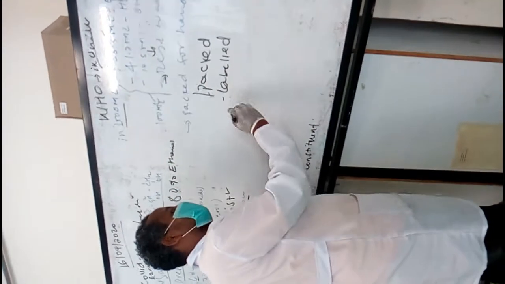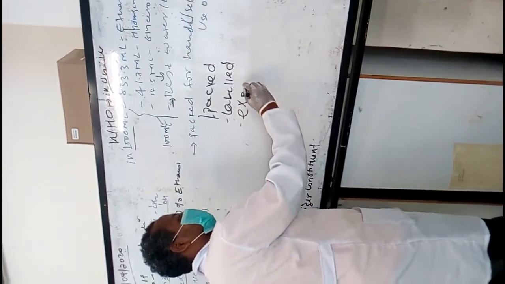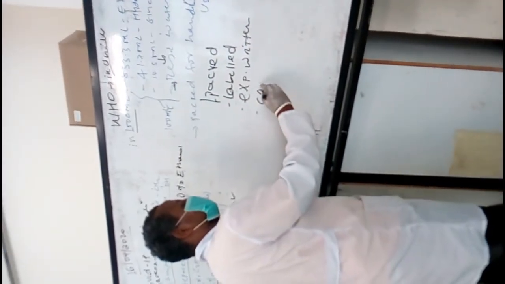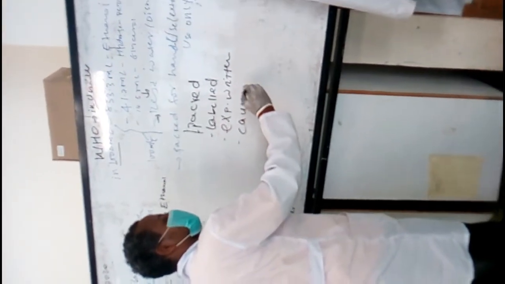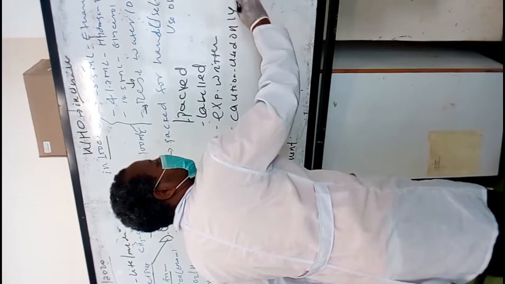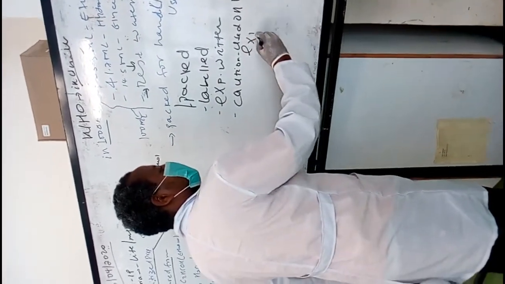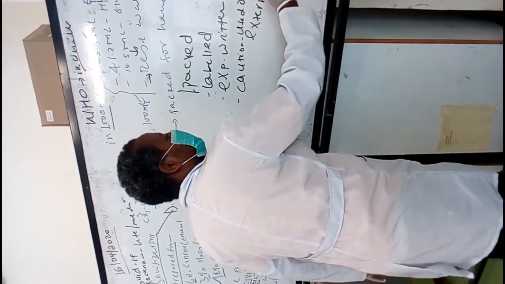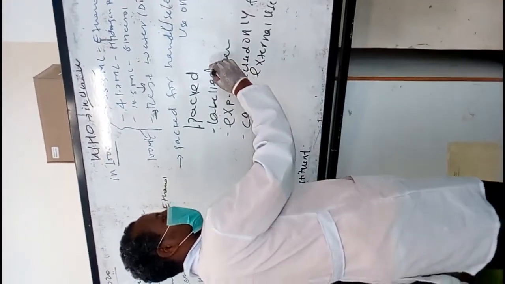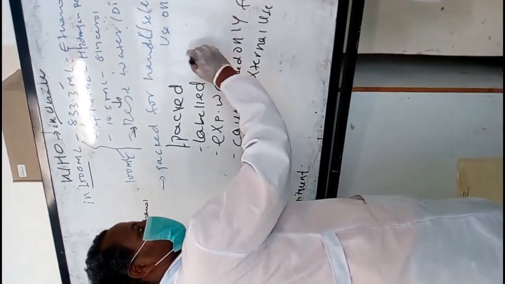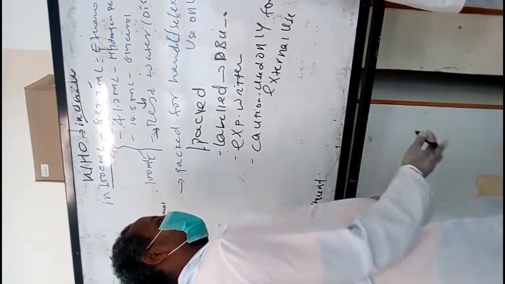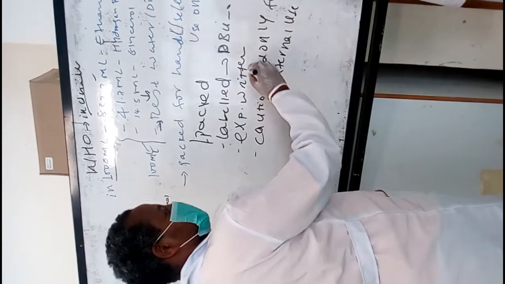labeled, and the expiry date is written here. The caution must be included here, just a remark that it is for external use only. Okay, for external use only. Here the experiment is written on the label, for example, our university logo, that is DBU here, and the manufacturing date. The experiment is written here.